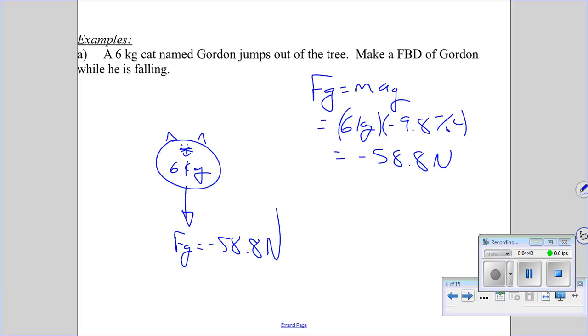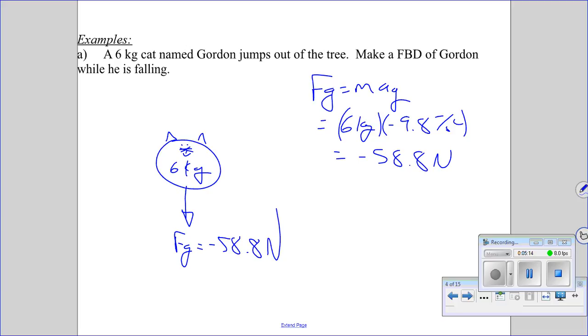So, any problems with how I found the force of gravity? What's another word for force of gravity? Weight. Very good. Okay, so are there any other forces on the cat besides gravity? Okay, air resistance. As I said earlier, unless I say otherwise, we're going to ignore air resistance. I don't think I said that today, but I know I've said it in the past. All right, so I think that's it.